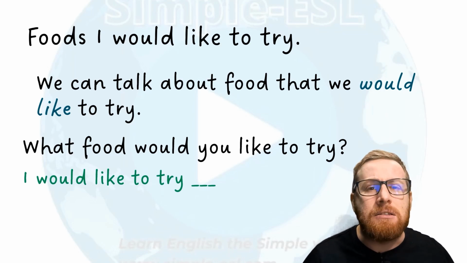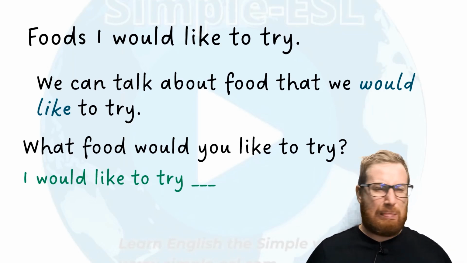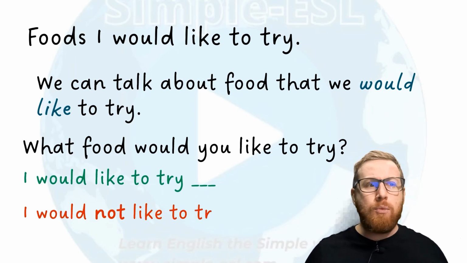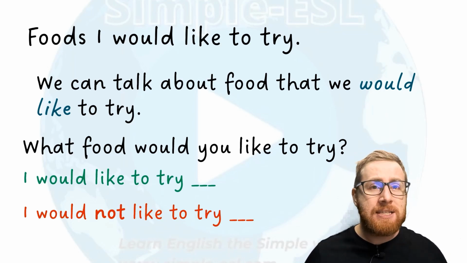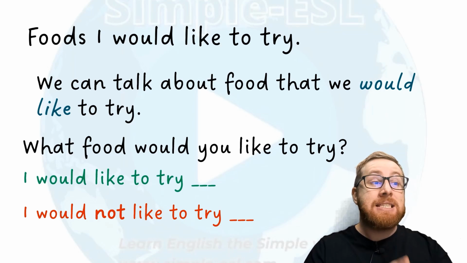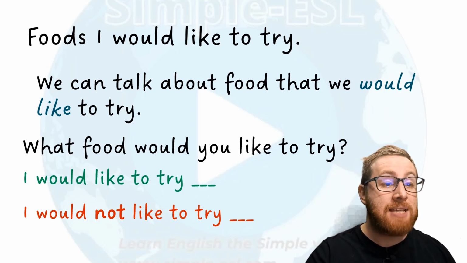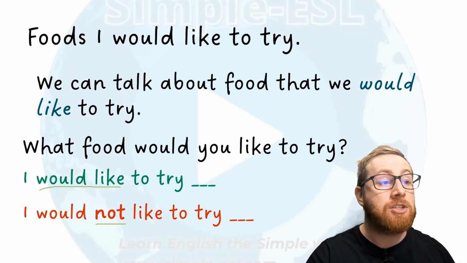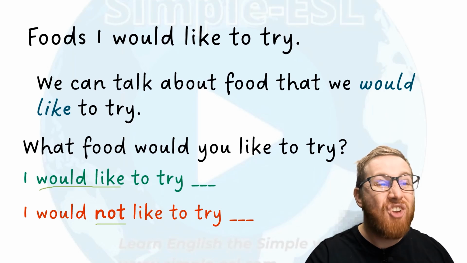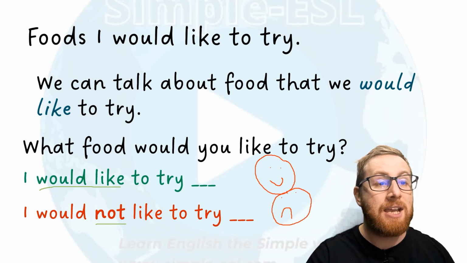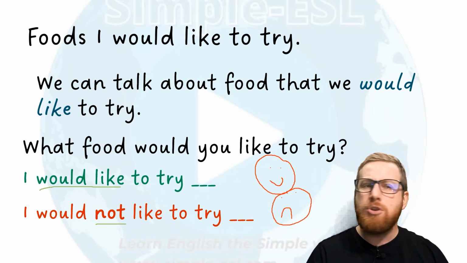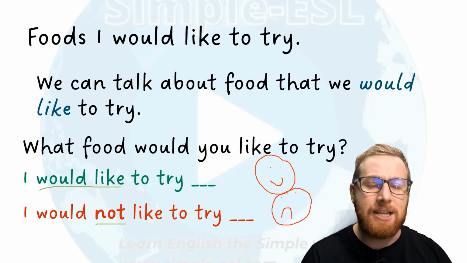What about snails? Would you like to try snails? Ugh. I would not like to try snails. So we can make this negative. We can take I would like and we can add not. I would not like. And this would make this statement negative. This one positive, happy person. This one negative, sad person. I would not like to try snails.